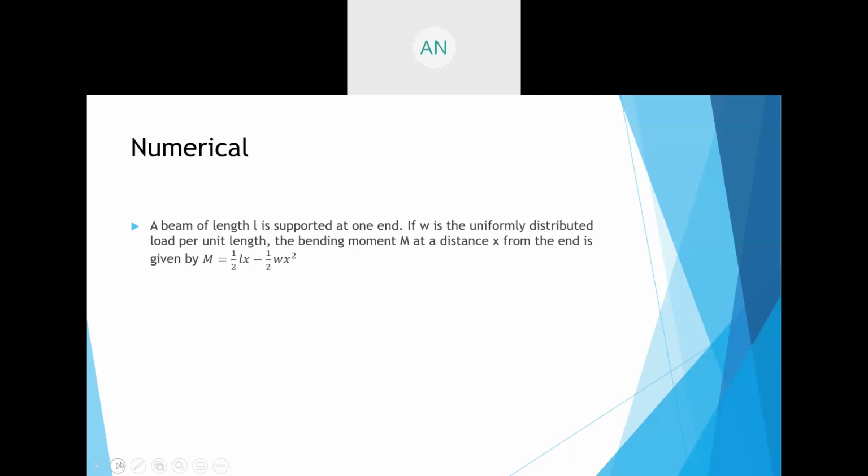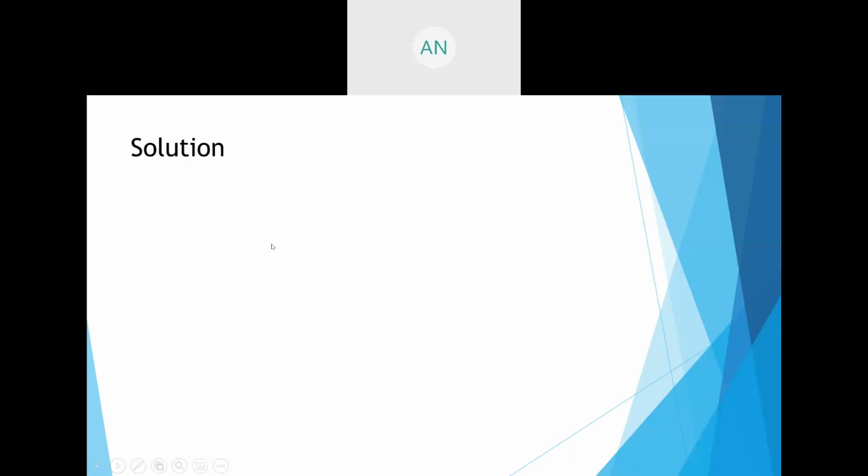Okay, the question is: a beam of length L is supported at one end. If W is uniformly distributed load per unit length, the bending moment M at a distance x from the end is given by M is equal to 1 half Lx minus 1 half Wx square. So we have to show that. Okay, there's some mistake in the problem, a small typo here. We'll just fix that.